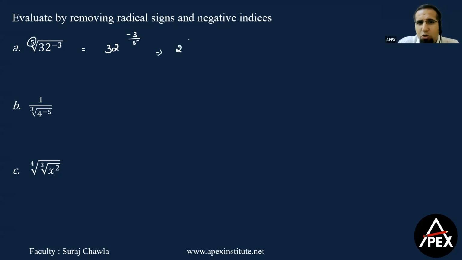Now 32 is 2 to the power 5 into minus 3 by 5. So 5 and 5 gets cancelled. Eventually we have 2 to the power minus 3 and 2 to the power minus 3 is nothing but 1 by 8.